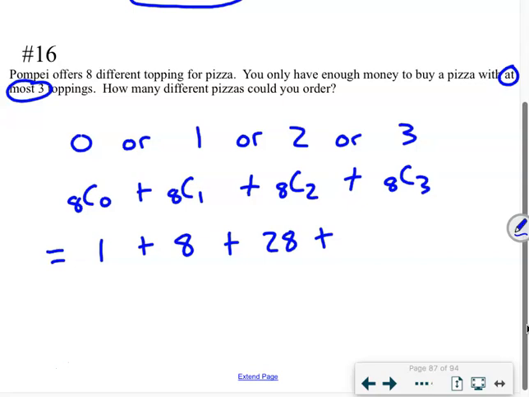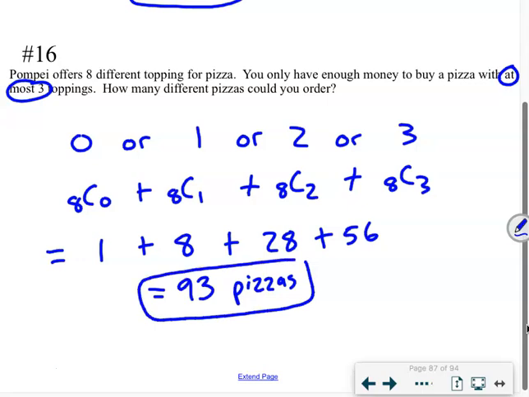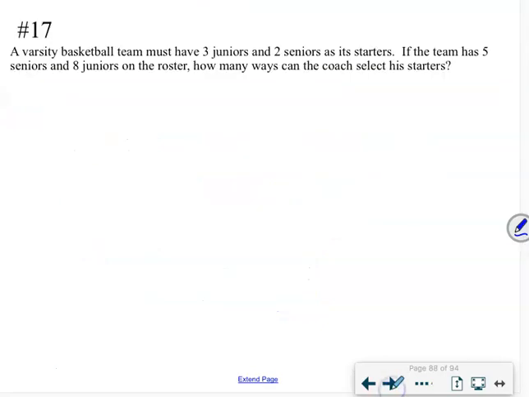And there are 56 ways to choose 3 toppings. If you total all of those up, we have 93 different pizzas that we can order if we want at most 3 toppings.